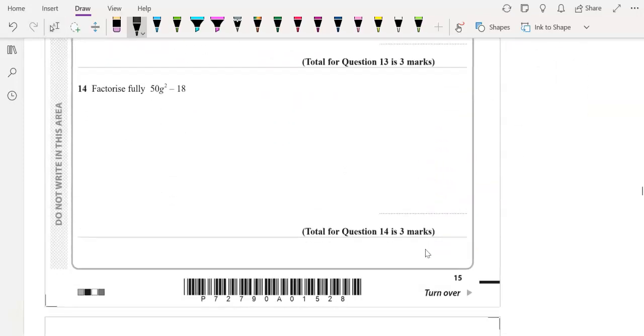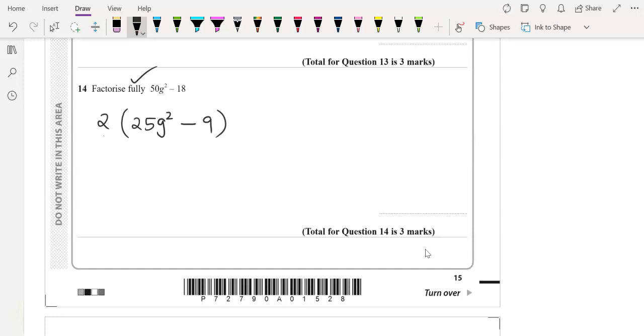Okay, factorize fully 50g squared minus 18. So 50 and 18 are both divisible by 2, so I can factor out 2. So when you factor out 2, 2 times which number is 50? So that is 25, g squared stays the same, and 2 times 9 is 18. So this is the first step. We need to factorize completely.